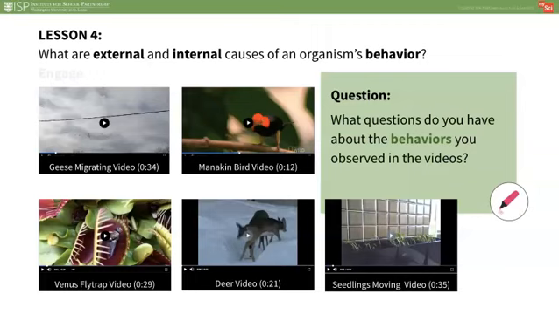If no one asks, guide students towards wondering what is making that behavior happen. These student questions will be revisited during the elaborate portion after students see explanations of several plant and animal behaviors, so be sure to save this chart paper for later.